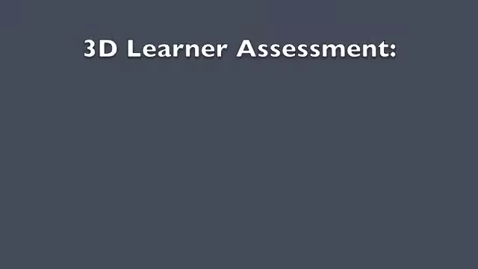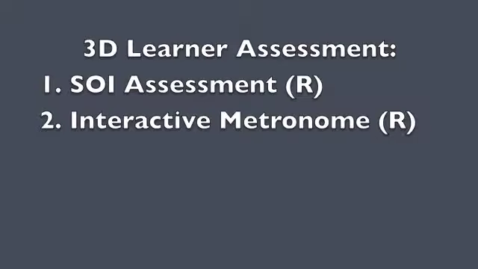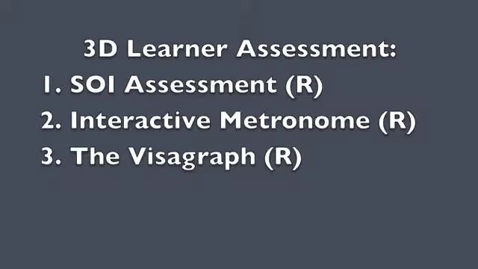There are 5 key components to the 3D Learner Assessment process. First, the Structure of Intellect assessment that I'll discuss in more detail in this video. Second, the interactive metronome that looks at attention and self-control. Third, the physograph that looks at how a child tracks when reading.